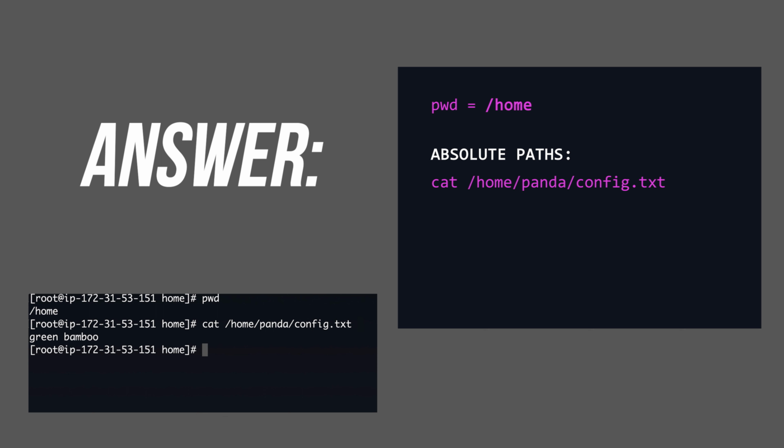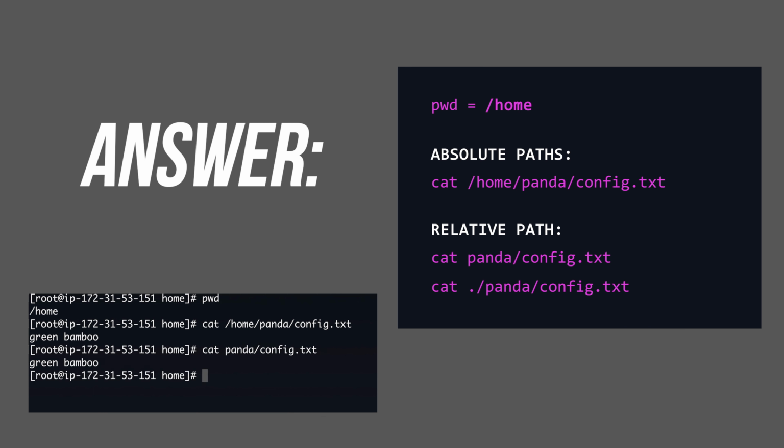You should always pay attention to the slash in the beginning of a path, because if it starts with slash, then it's an absolute path. The relative path in this case is going to be just panda/config.txt. Why? Because I am already inside the /home directory and I can just access it with panda/config.txt.